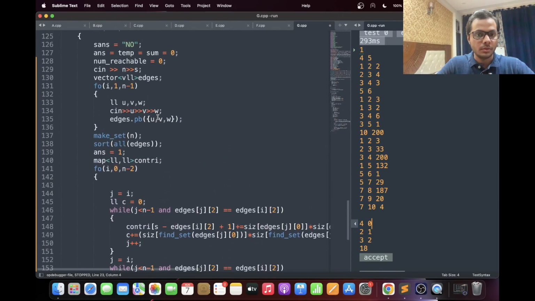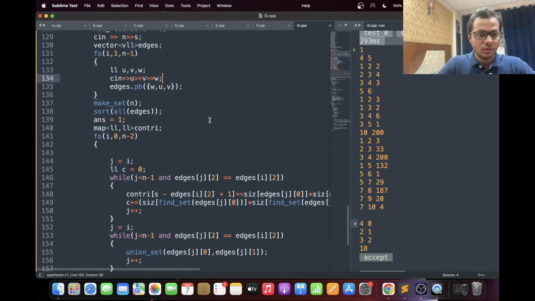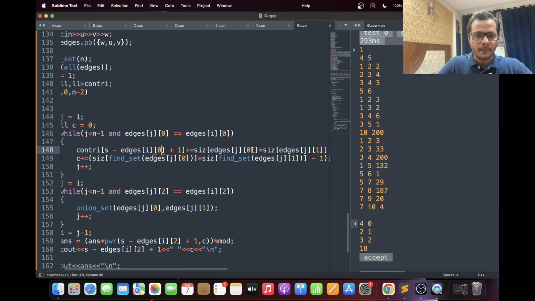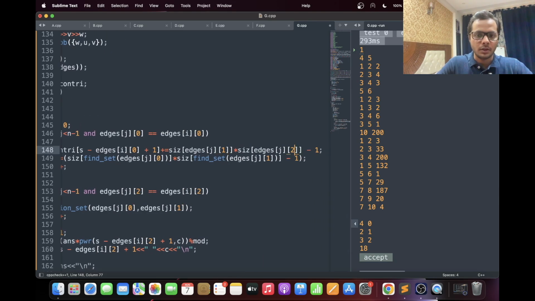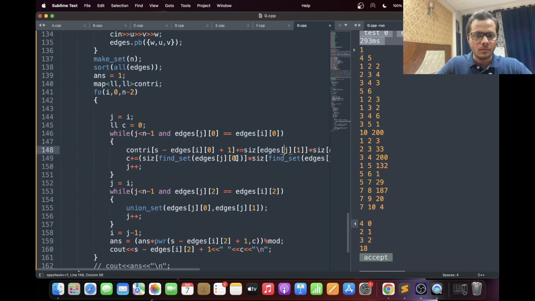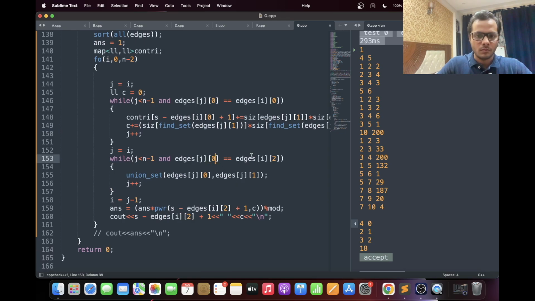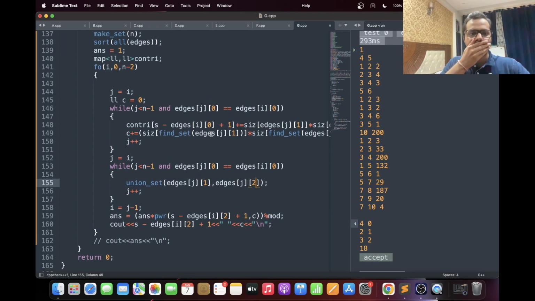Alright, so the problem here is that I'm not sorting by weights first of all, so that's another problem. So we need to replace this 2 by 0, by 1 and by 2. This should be 0, this should be 1, this should be 2, and this should be 0.